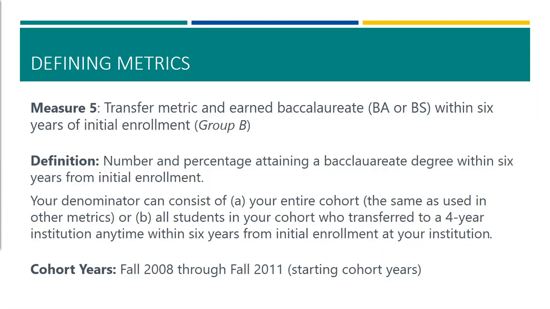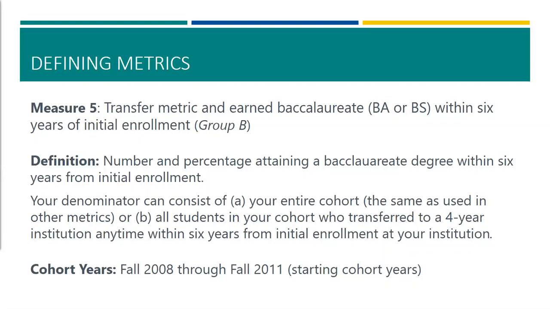Your other option is to pull in your denominator only those students who transferred at any point within 6 years of starting at your institution. Your percentages will be higher. I can't necessarily dictate what is best for your institution, but we're giving the option because it has been defined differently by respected entities, and we didn't necessarily want to make a call to say this is the way you should do it.